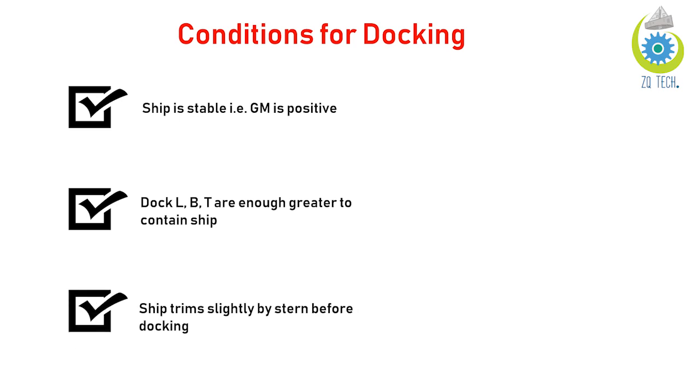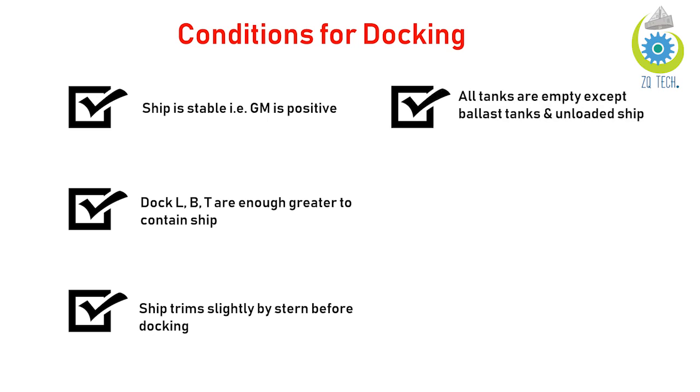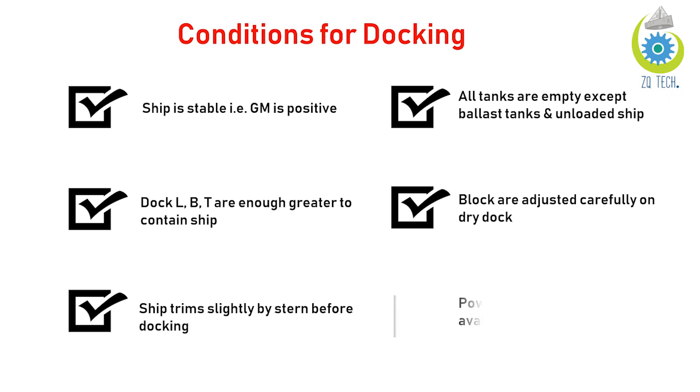The ship is trimmed slightly by the stern before docking. All tanks are empty except the ballast tanks, and the ship is unloaded. Ballast tanks are tanks which are used for the stability of the ship. So in the ship, the ballast tank contains water. Blocks are adjusted carefully on the dry dock. Powerful tug-pull boats must be available. These powerful boats push the ship into the dock platform.